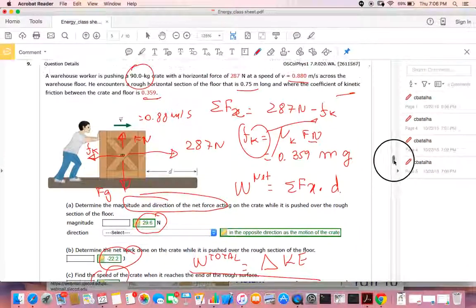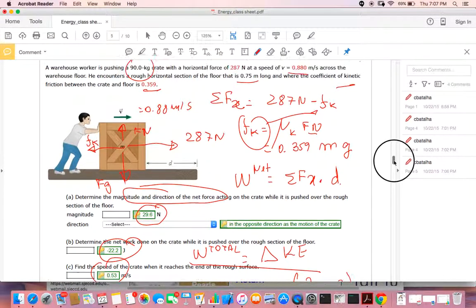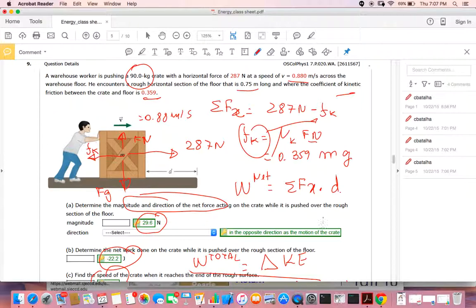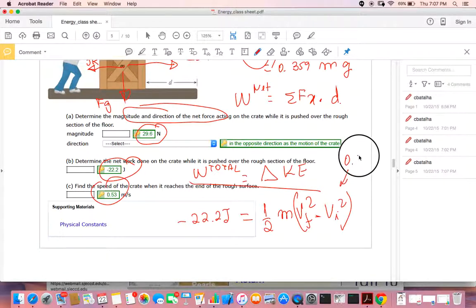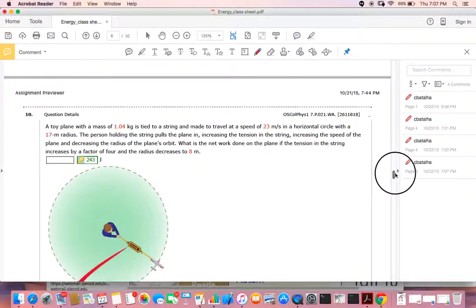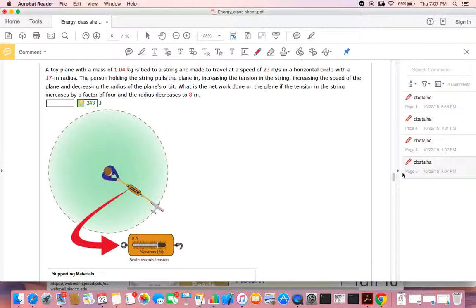Well, the initial velocity is known. We know the initial velocity. 0.88 is right there, right? This is 0.88. And then we can find the final velocity since the mass is given and we have this number here, okay? What else? What is this? You have a toy plane, the mass is given. The mass is given.